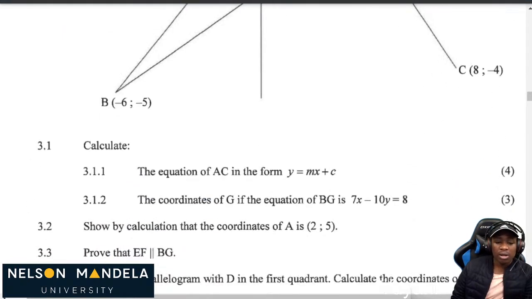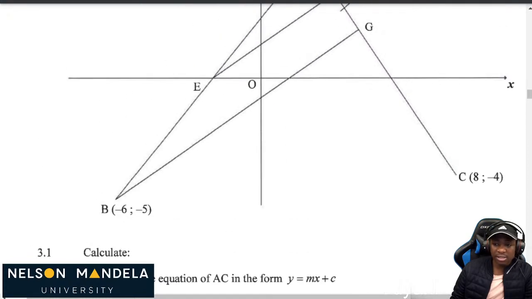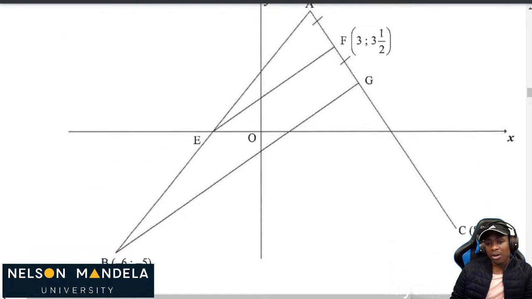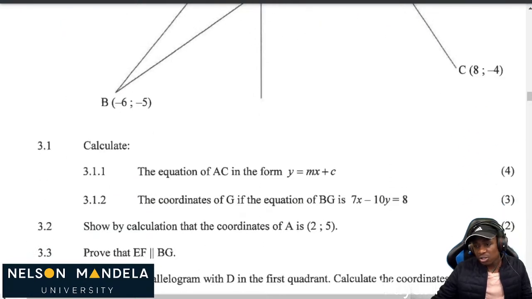Now, let's go to 3.1. Calculate the equation of AC in the form y equals mx plus c. Where is AC? This is our AC. In order for us to calculate the equation of that line, we must know the gradient of that line. So how are we going to do that?